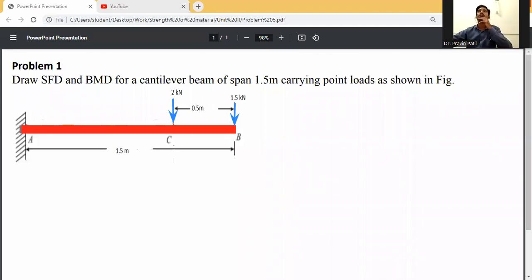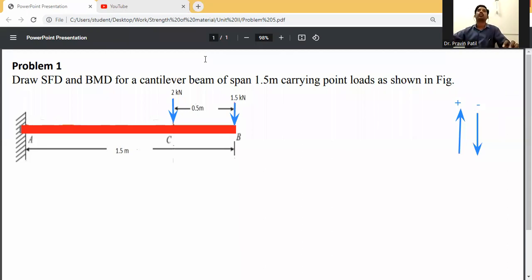Meter point load, 1.5 meter carrying point load as shown in figure. First of all, we need some assumptions for that. If a force is going in the upward direction, it will be taken as positive. If a force is going in the downward direction, it will be taken as negative.